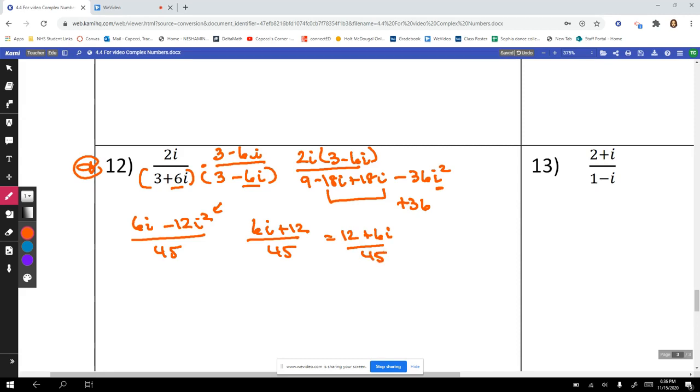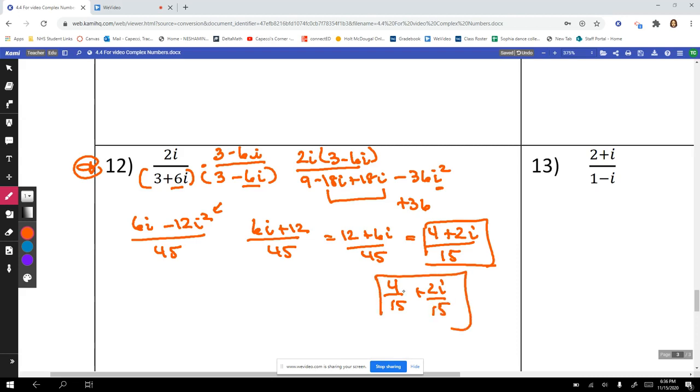Now, we could also simplify that, right? Everything is divisible by 3. So that gives me 4 plus 2i all over 45 divided by 3 gives me 15. So sometimes you see that as an answer. You can also see it broken up more as 4 over 15 plus 2i over 15. Sometimes you see it written like that.